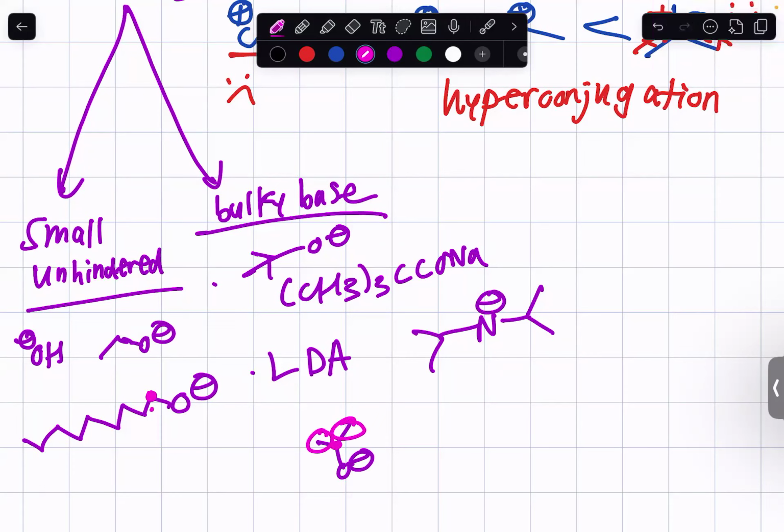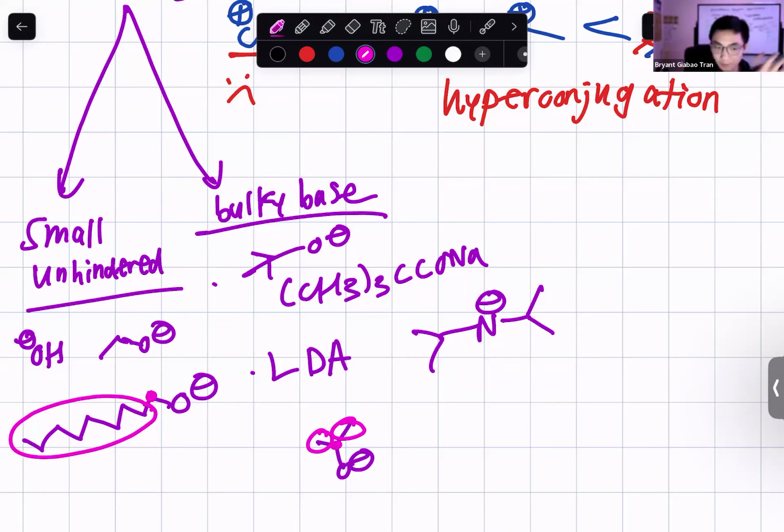But this one carbon here only has one branch, so that's small because it just goes away in the periphery, in the equator. It just goes away. It doesn't interfere with the reaction.